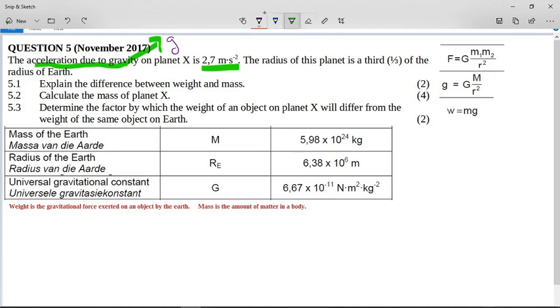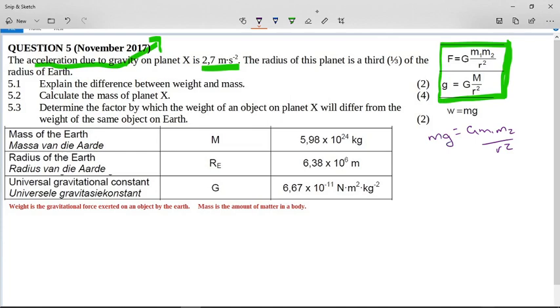Now on your data sheet, there are two formulas, these two over here. Sometimes you don't always get both formulas, but it's not a problem because you can work it out. Because in the first formula, you have F equals G m1 m2 over r squared. But if I take away this F, which is your weight, and replace it with mg, because that is what the force due to gravity is, your weight.